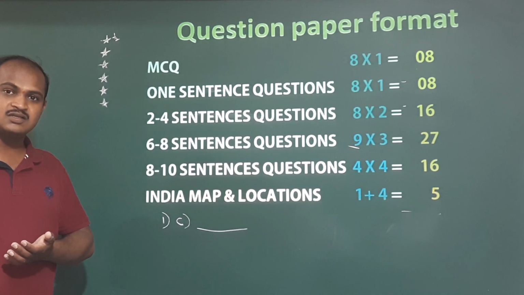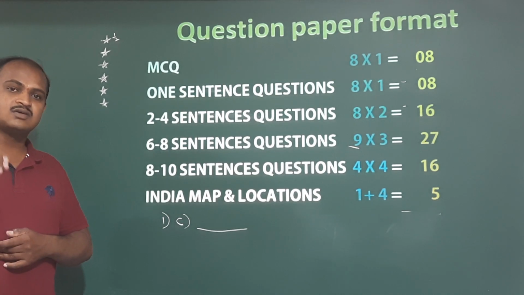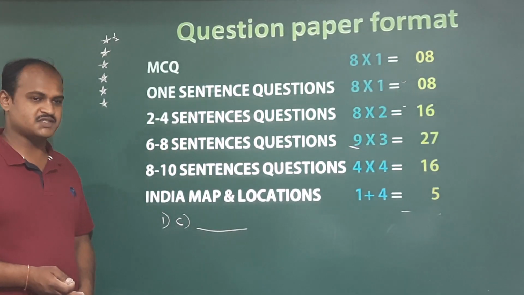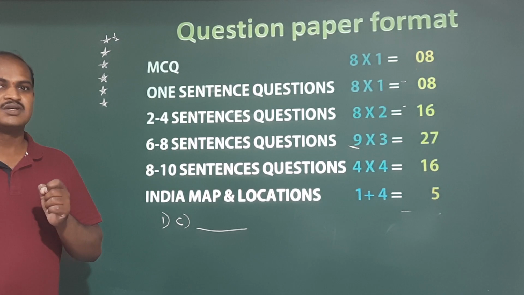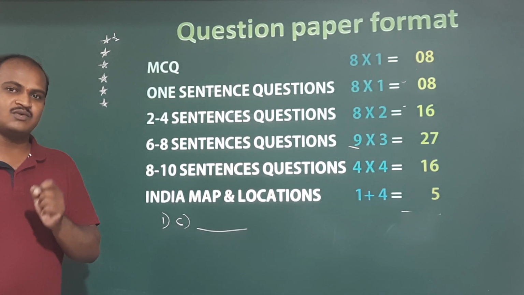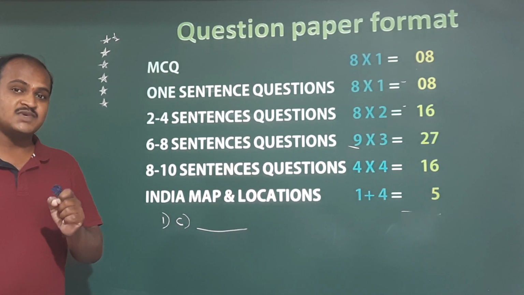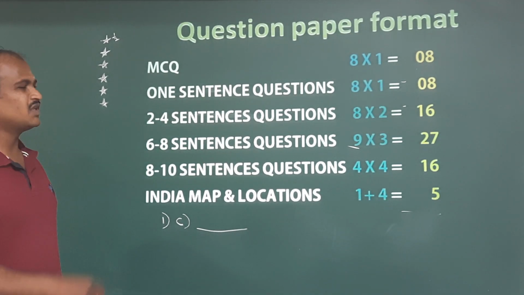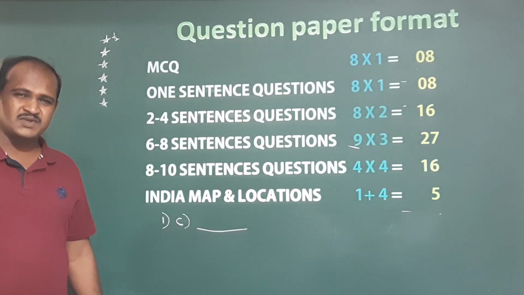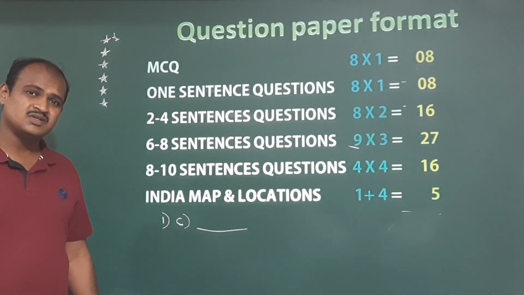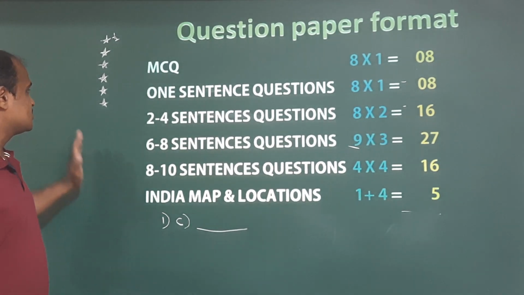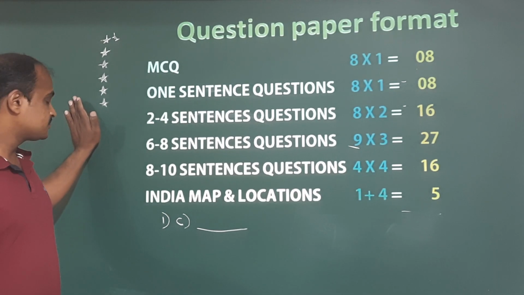Understand that? From today, whatever answers you write in the exercise and additional questions, you should cultivate the habit of writing the answer point-wise, a minimum of 6 points, a maximum of 8 points. If you get into the habit of 10 or 12 points, you won't get sufficient time to write all the answers in the exam. So you should keep this in mind.